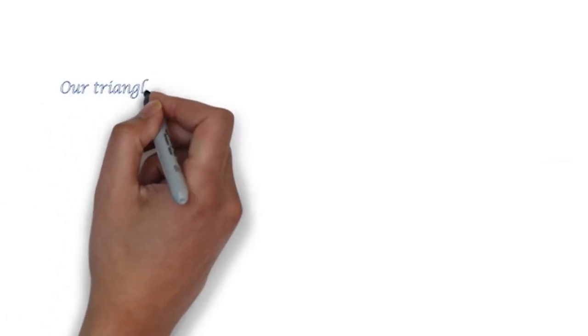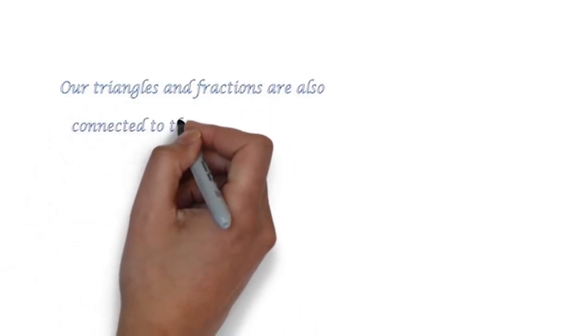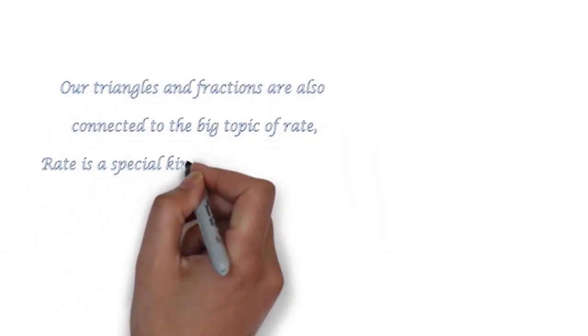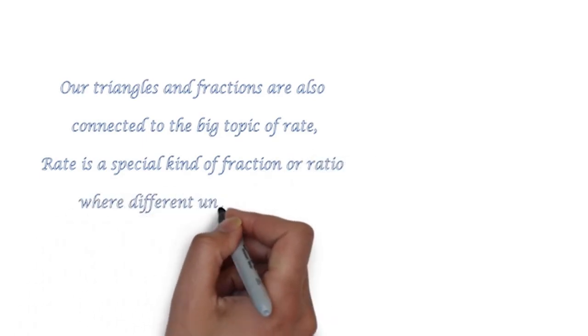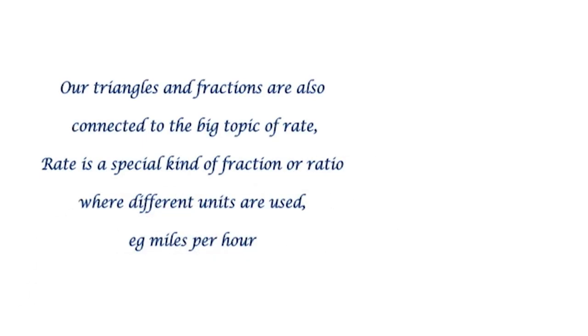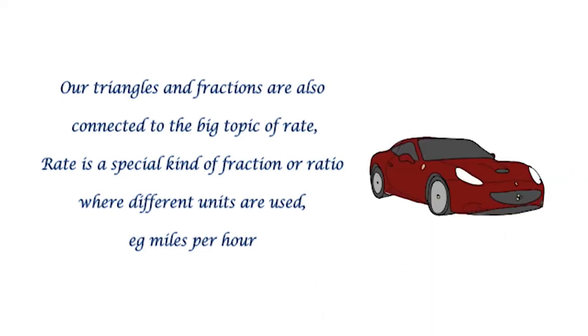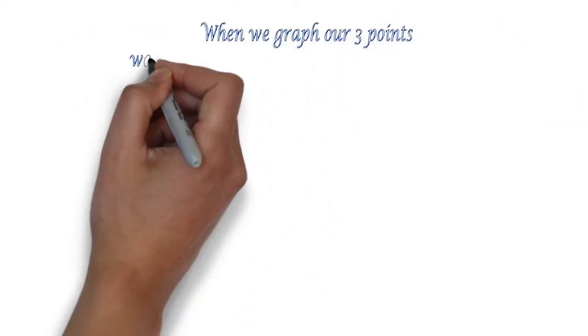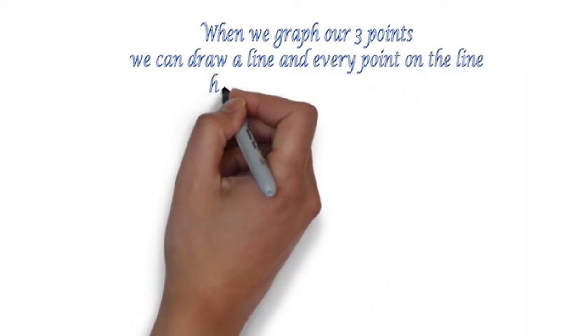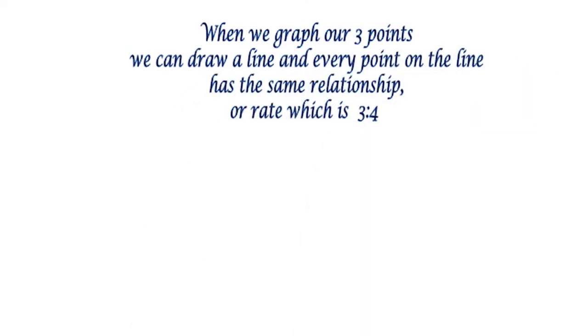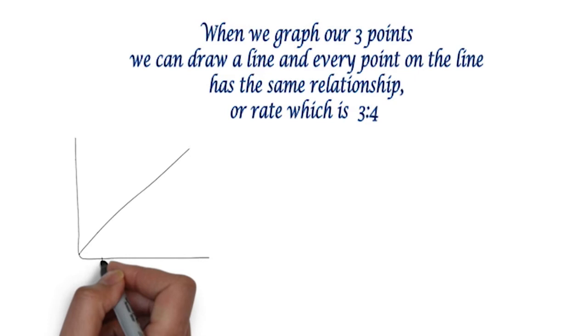Our triangles and fractions are also connected to the big topic of rate. Rate is a special kind of fraction or ratio where different units are used. For example, you might have miles per hour. When we graph our 3 points, we can draw a line, and every point on the line has the same relationship, or rate, and that rate is always 3 to 4.